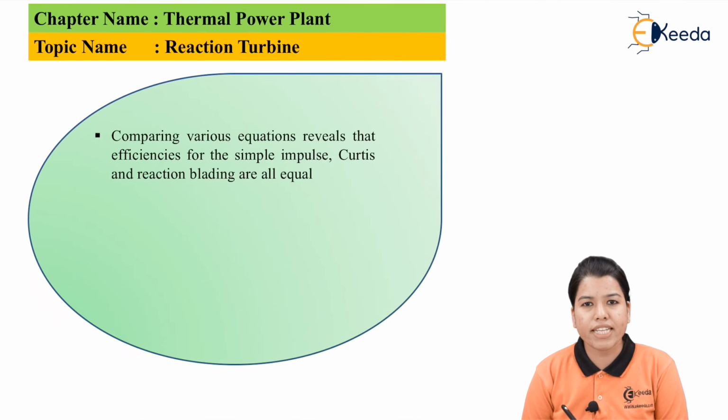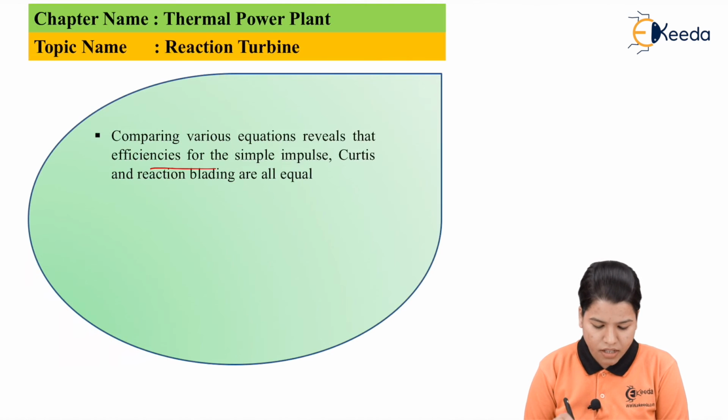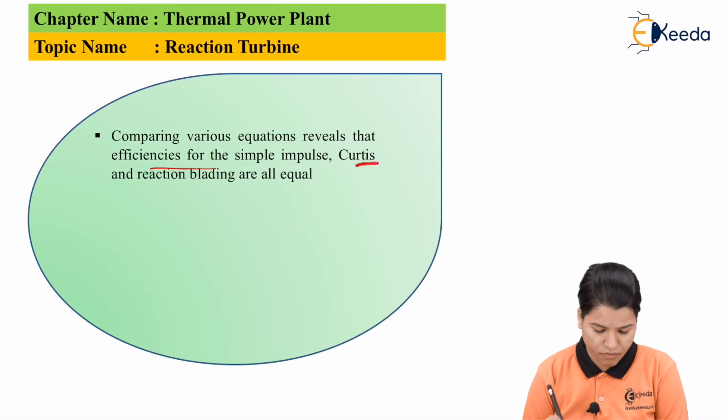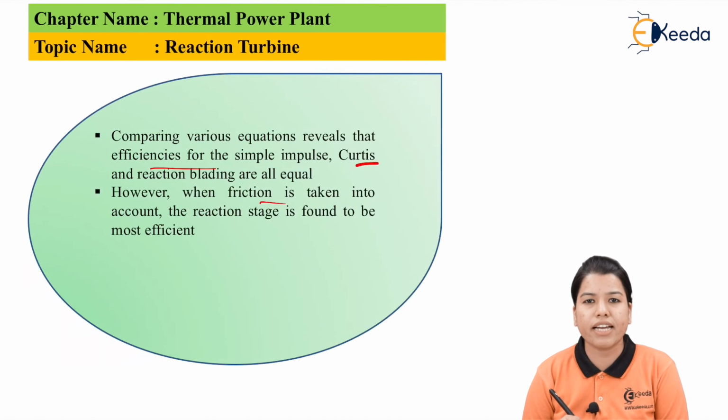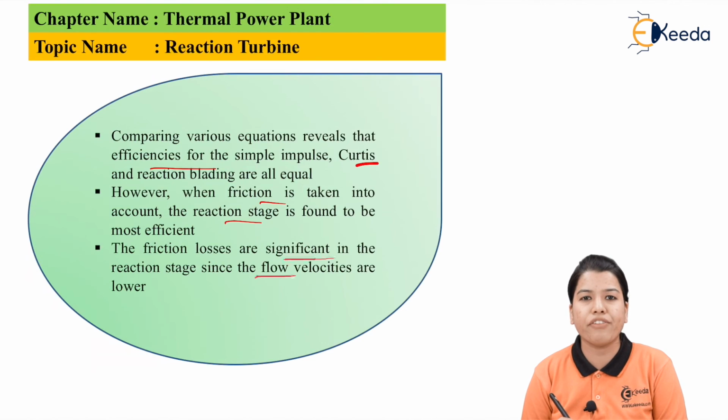Now if we compare the various equations, then it reveals that efficiencies for the simple impulse, Curtis and the reaction blading are almost equal. However, when the friction is taken into consideration, then the reaction stage is found to be more efficient. So the friction losses are significant in the reaction stage since the flow velocities are also lower. So in this way, we have studied the reaction turbine and various equations related to the working of the reaction turbine.